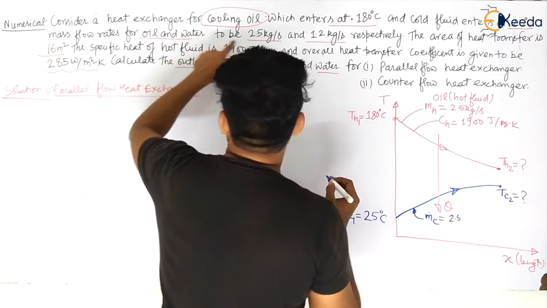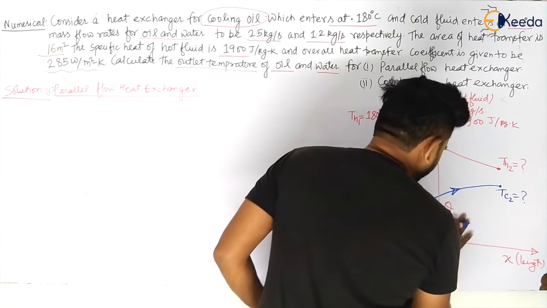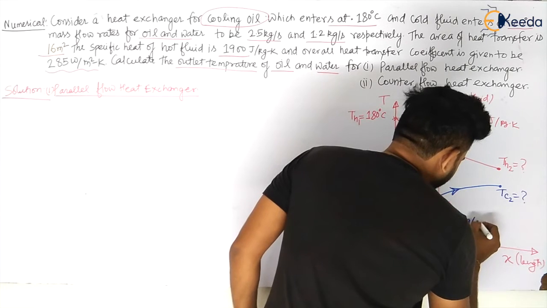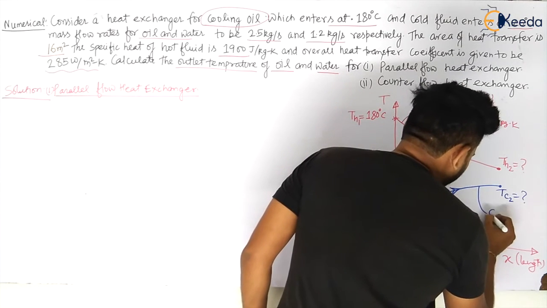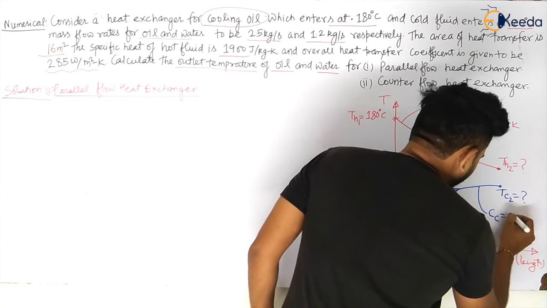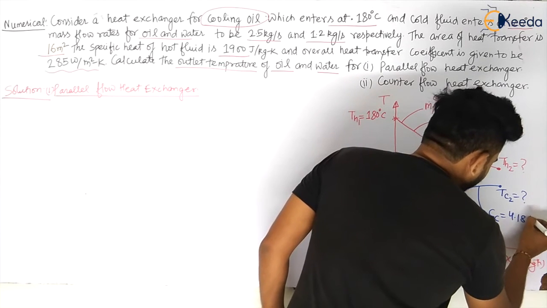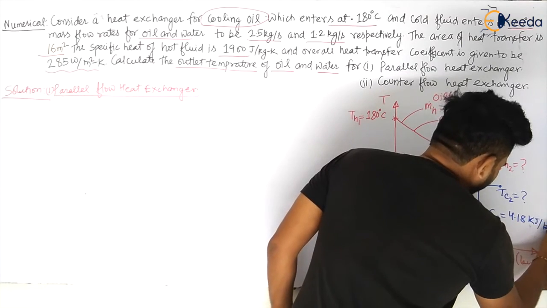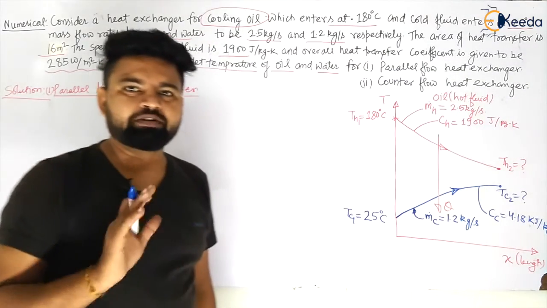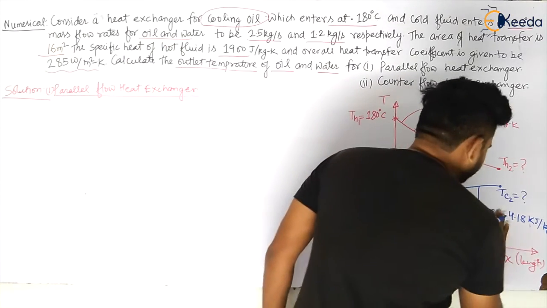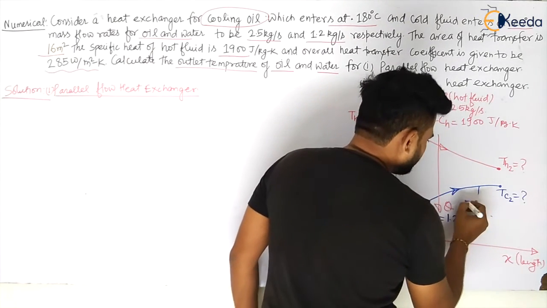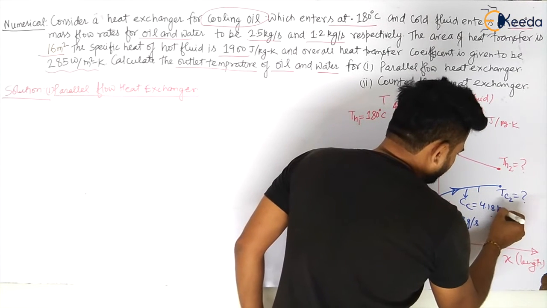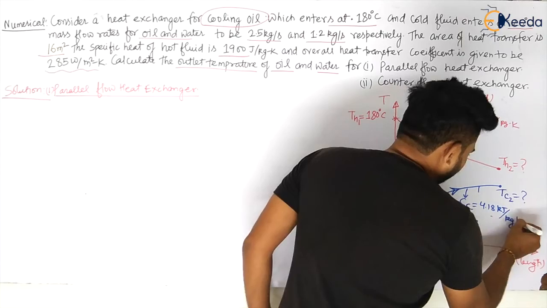That is oil of water. That is 1.2, my dear students, 1.2 kg per second. Very good. And what is the specific heat for water, my dear students? That is Cc will be 4.18 kilojoule per kg Kelvin. Very good. So we can write Cc is given to be 4.18 kilojoule per kg Kelvin, my dear students.